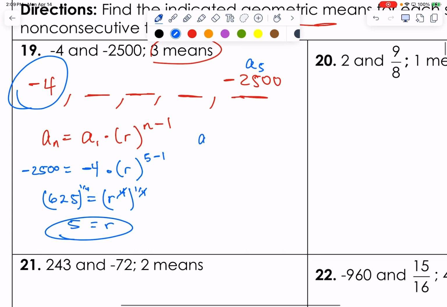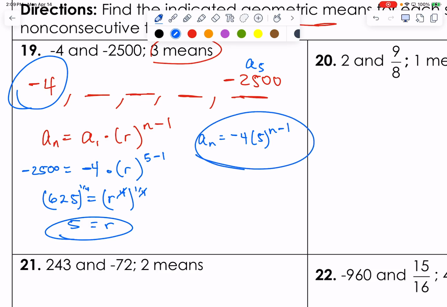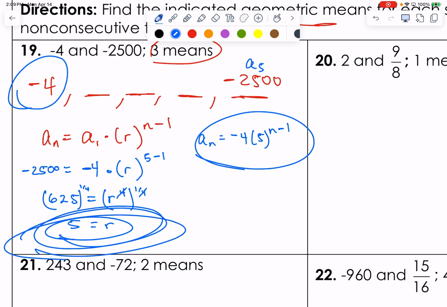So now we've got a sub n is equal to negative 4 times 5 to the n minus 1. What's the common ratio? 5. So you can just multiply by 5. That'll be negative 20, negative 100, negative 500. Do you see how to do that?